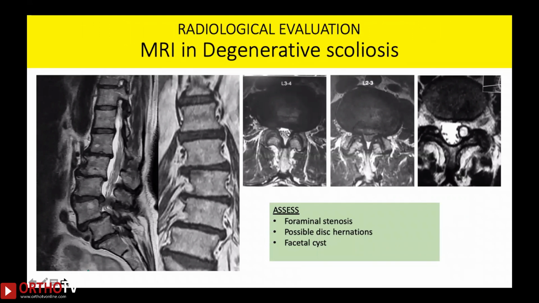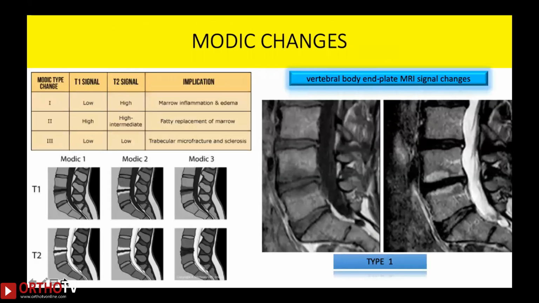Then in degenerative scoliosis, MRI may be a little tricky because of the rotation involved, but we have to make an assessment of the foraminal stenosis, the presence of possible disc herniation, and the presence of facetal cyst. Modic changes are also a very important part that need to be assessed. Modic changes are nothing but vertebral body end plate signal changes.